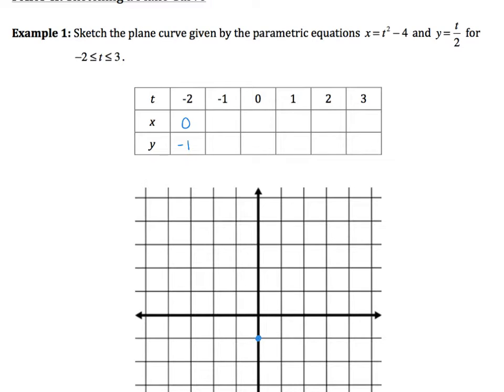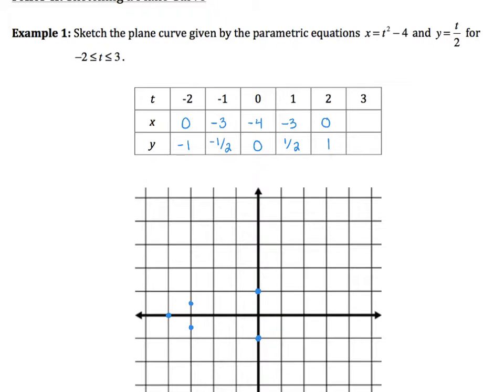All right, so now when t is -1, let's see, that is going to be -3 for x and -1/2 for y. Check my math on this. Okay, so x is -3, y is -1/2. Okay, and then when x is 0, we have -4, 0, and so on and so forth. And let's see, when t is 2, again, we have 0 and +1.